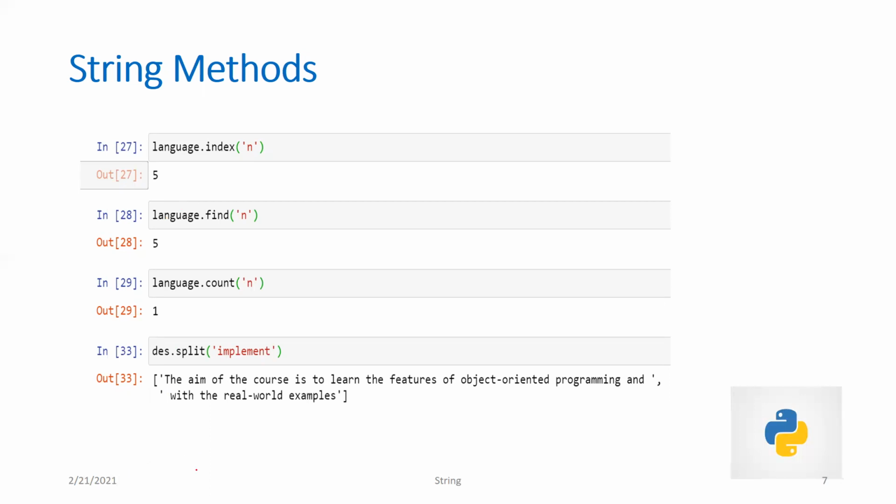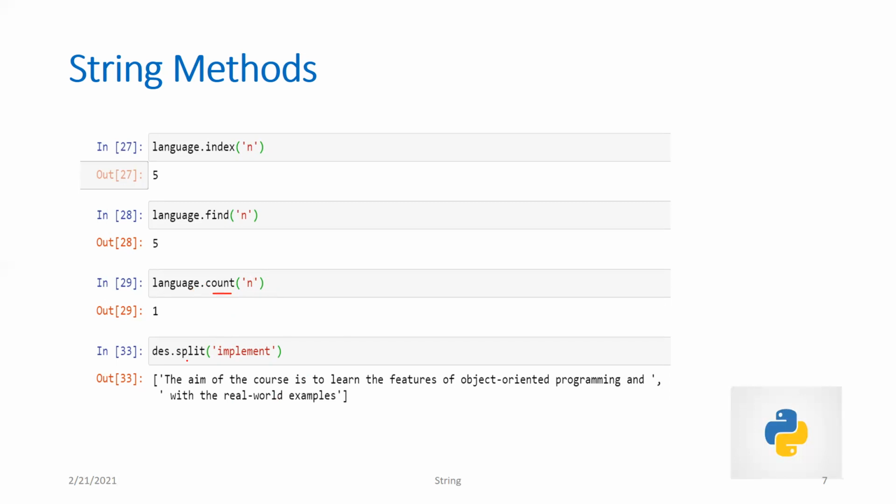Again, if I want to see the occurrence or frequency of an alphabet or a substring, I can use count. Count means it will count the alphabet or whatever is passed inside this argument. Inside this argument, n is passed, so it will count how many n are there in language. So it is showing that there is one n.